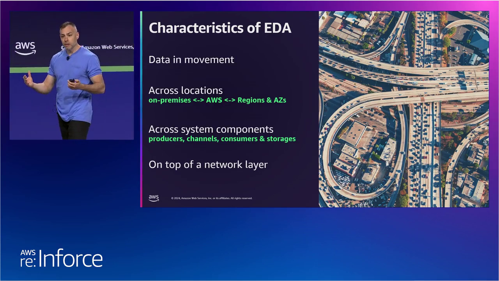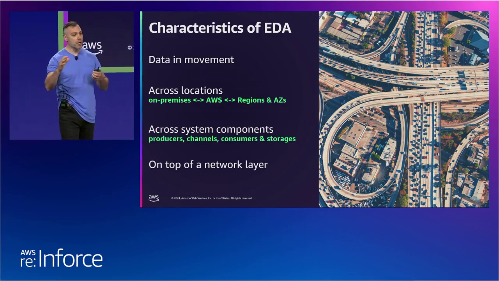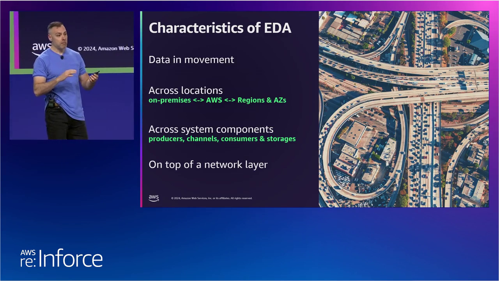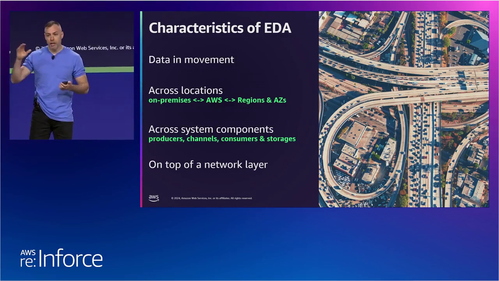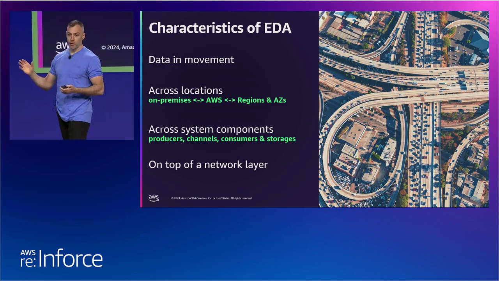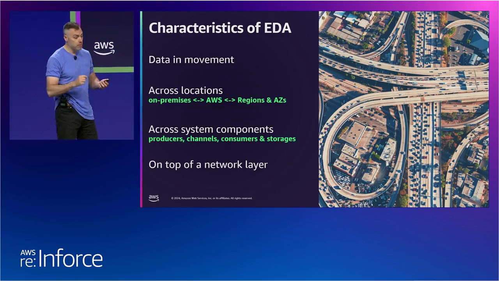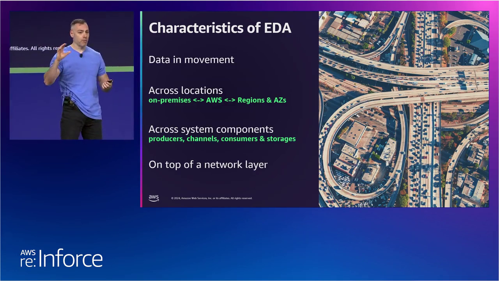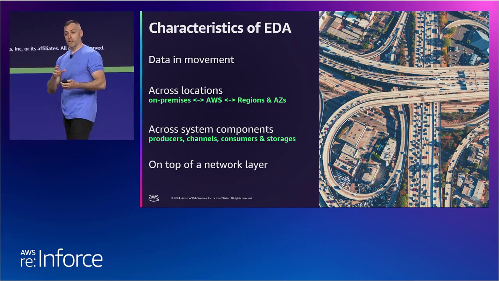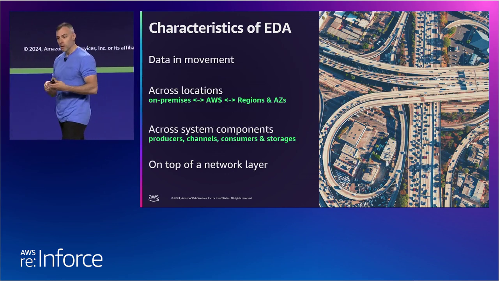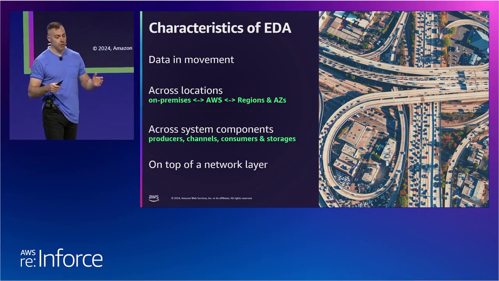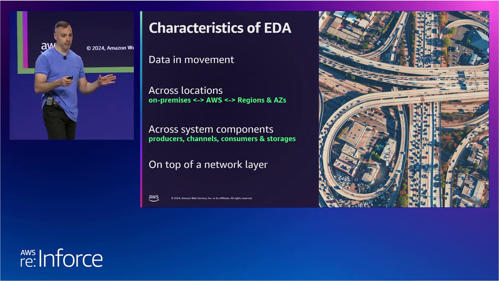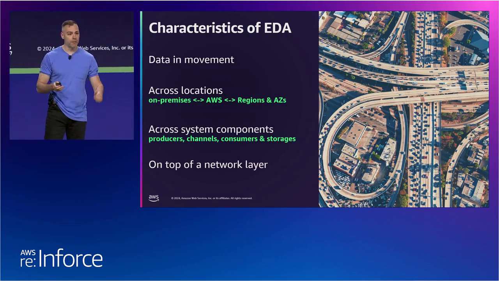And within the cloud, you may have information that is moving from one AZ to another, and possibly from one AWS region to another region. And ultimately, we're probably going to have events that are moving back from the cloud to your data center to be stored in your mainframe for data consistency reasons. So there's a lot of data in movement, and all this over different network layers. These are the foundation of EDA.